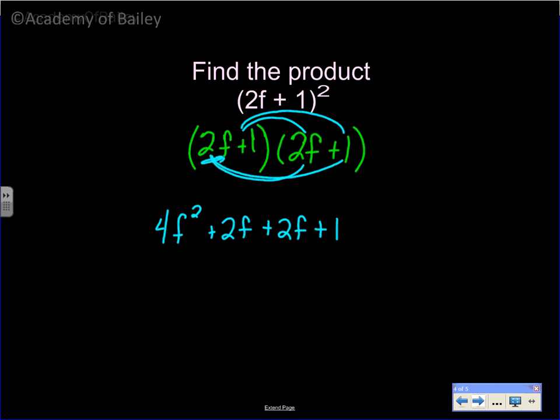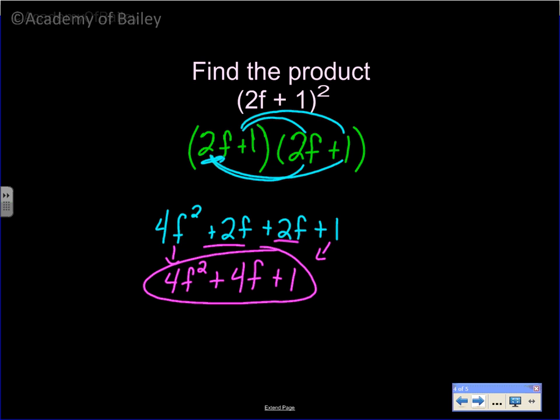And let's combine like terms. 2f plus 2f will give us a 4f, and that's a positive 4f. We go ahead and bring 4f squared down, and we bring positive 1 down. And 4f squared plus 4f plus 1 is the product of the sum of 2f and 1 squared.